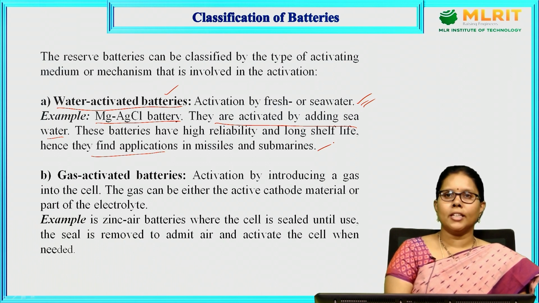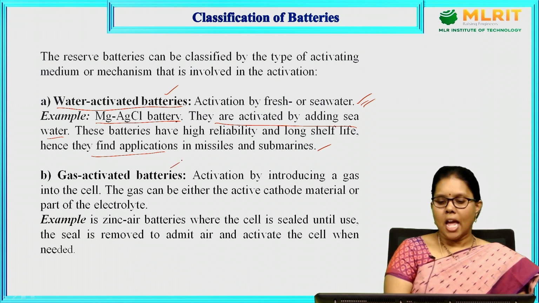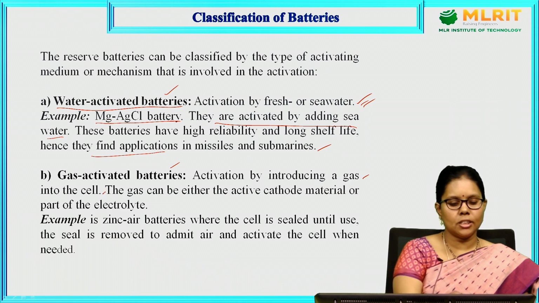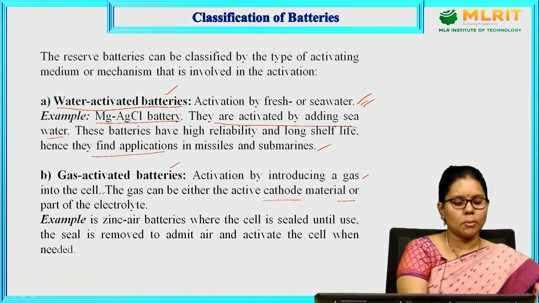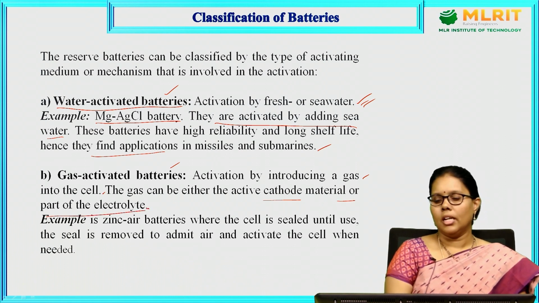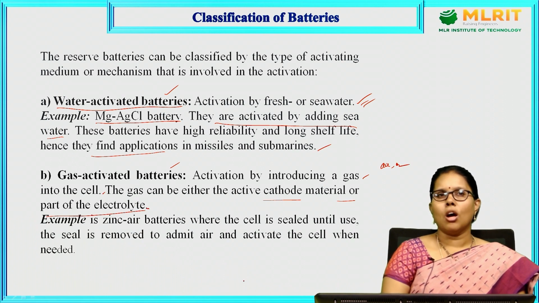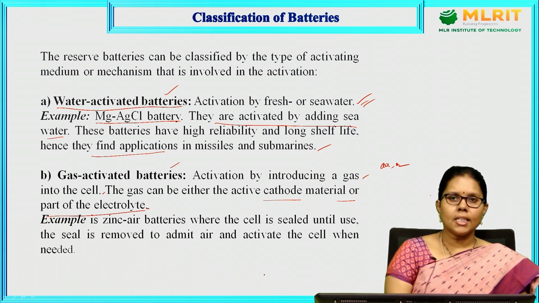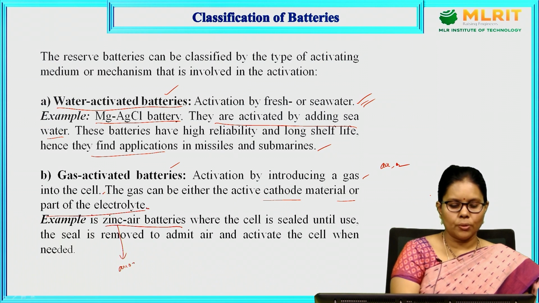Let us move to the next reserve battery, gas activated batteries. Activation by introducing a gas into the cell. The gas can be either the active cathode material or part of the electrolyte. So, in this battery, air or any other gas or oxygen is used, which is the key component of the battery. Let us take an example of the zinc air battery. In the zinc air battery, zinc is the anode. The oxygen present in the air acts as the cathode.